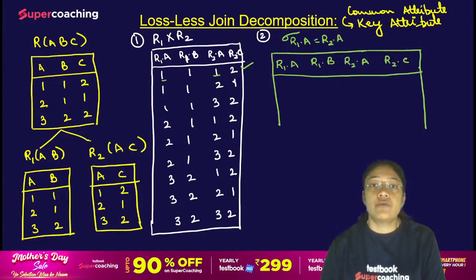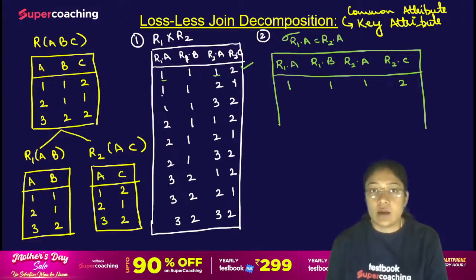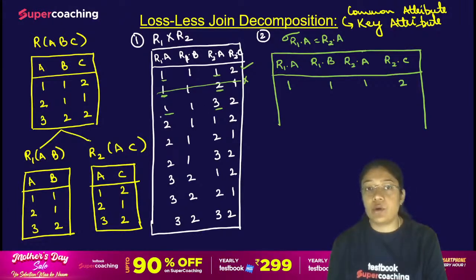So here, first row will be selected. So let's write down the result. It will be a 1, 1, 1, 2. Value of attribute A is same? No. So this will not be taken. Value of A is same? No. This won't be taken. Value of A is same? No. This won't be taken.